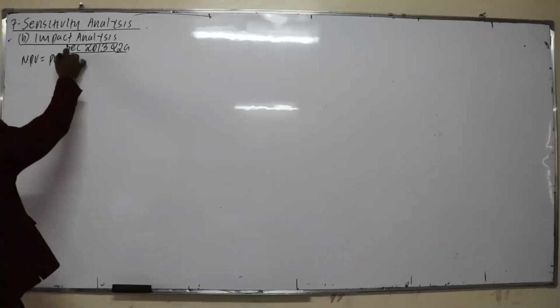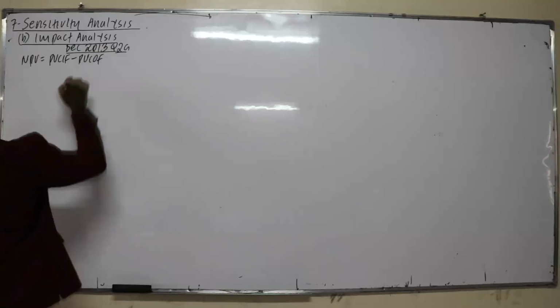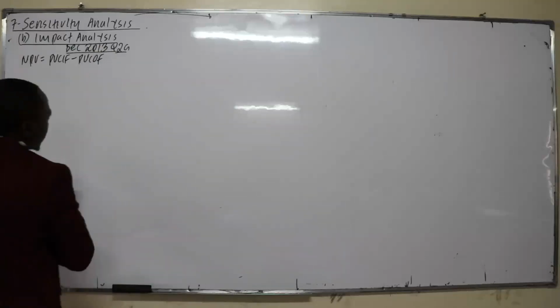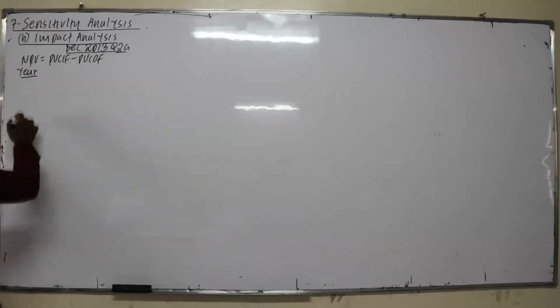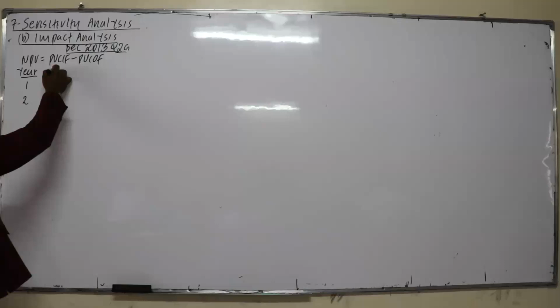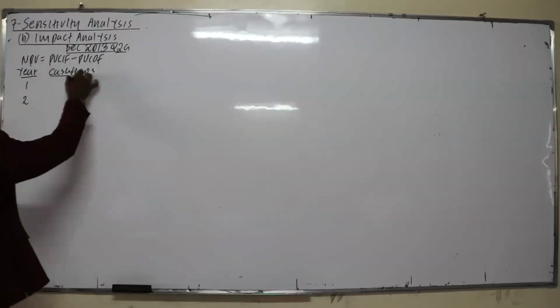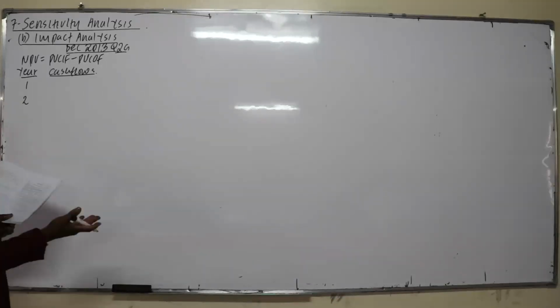So now let's evaluate this. In this case, under impact analysis, we need to compute the percentage change in NPV. So how do we get NPV? It is the present value of cash inflow less the present value of cash outflow. The project is for 2 years. So we have the period, year 1, year 2. Then we get the cash flows. In this case, we have the savings, which represent the revenue, then you are given the running cost. So to get the net cash flow, you take the savings minus the running cost.